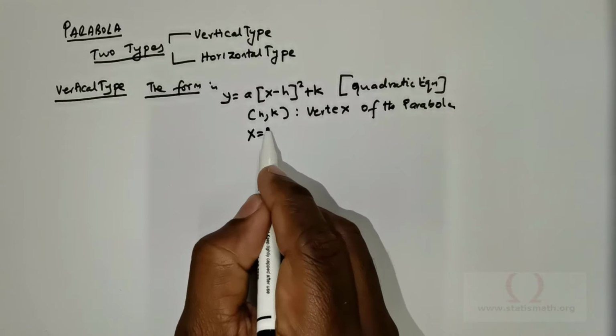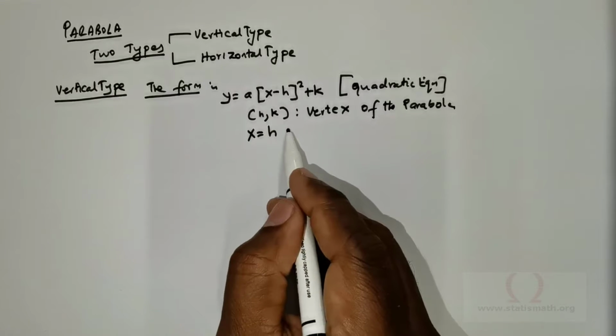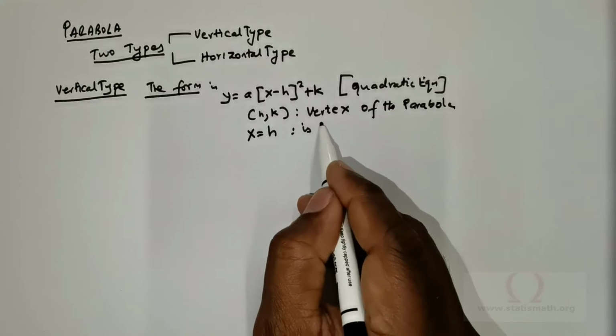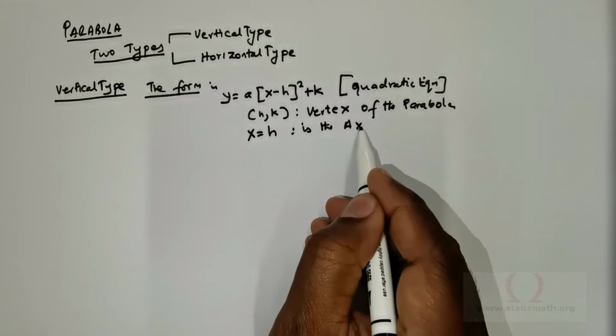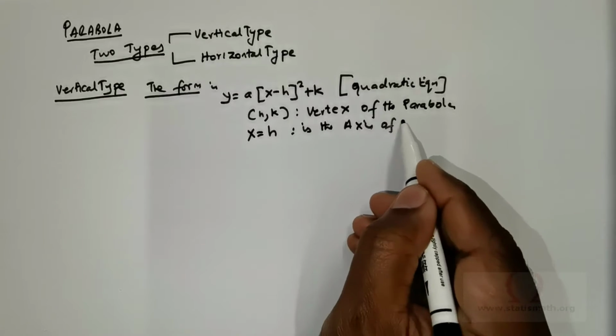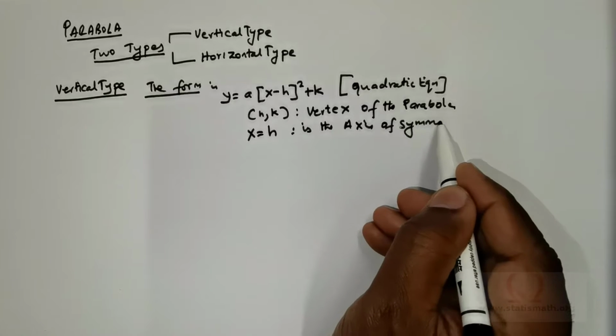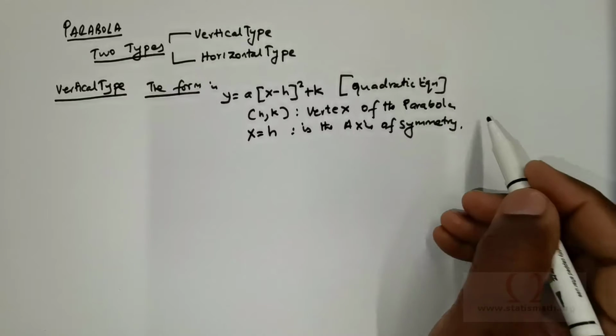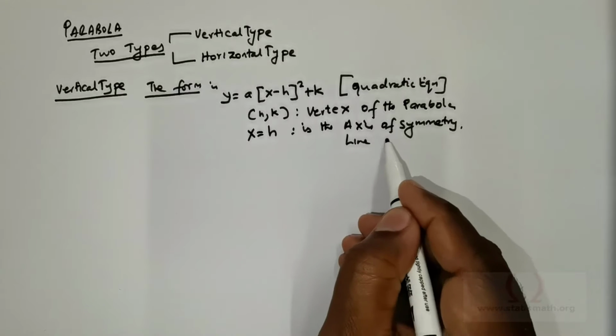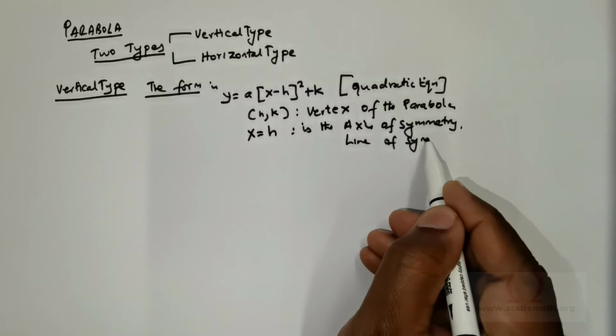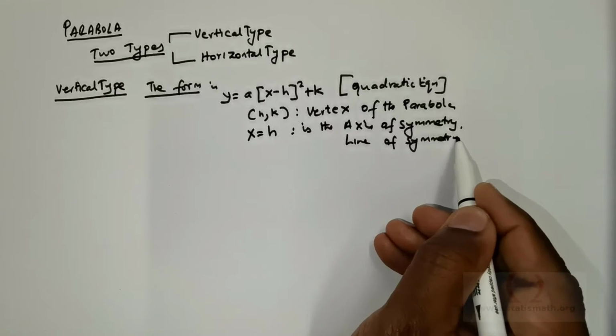And x is equal to h, which you see here, is the axis of symmetry of the parabola, or it is also called the line of symmetry of the parabola.